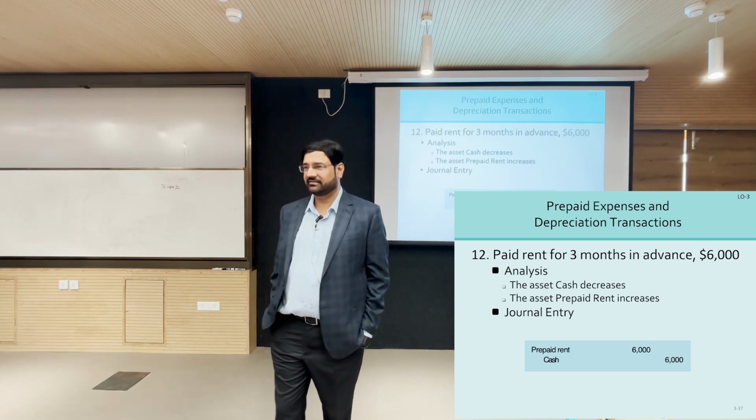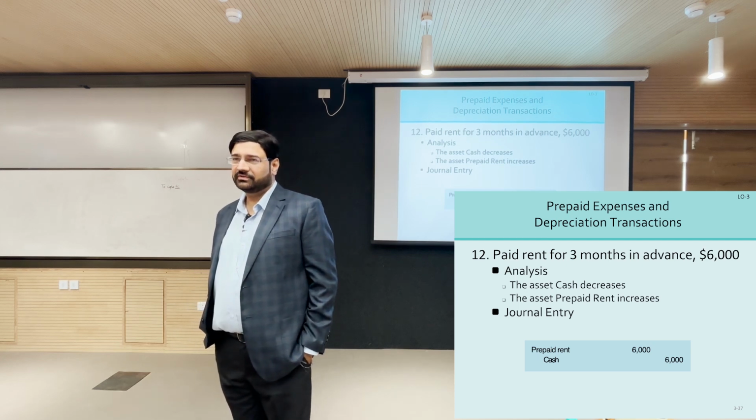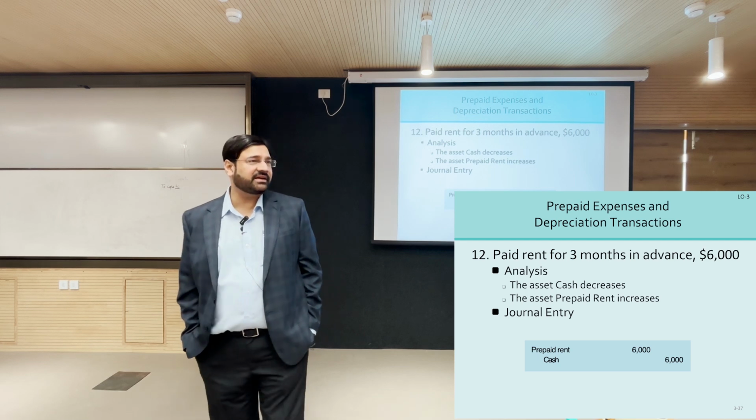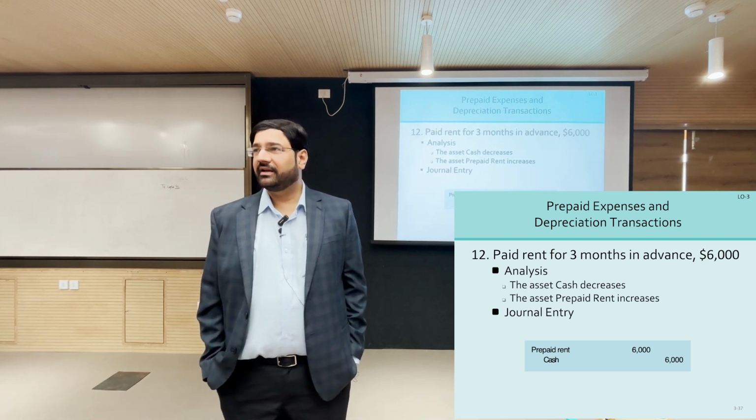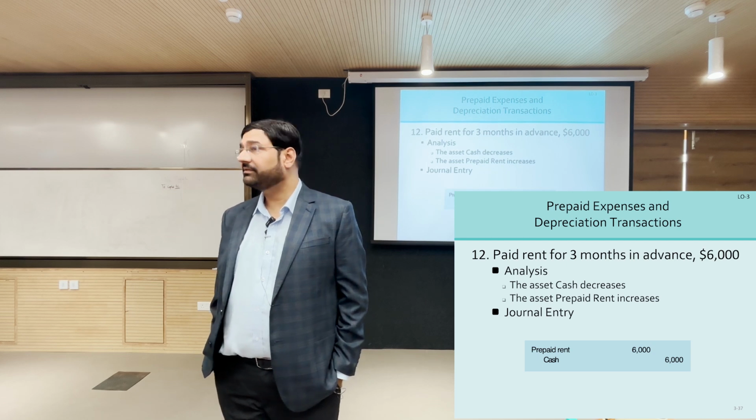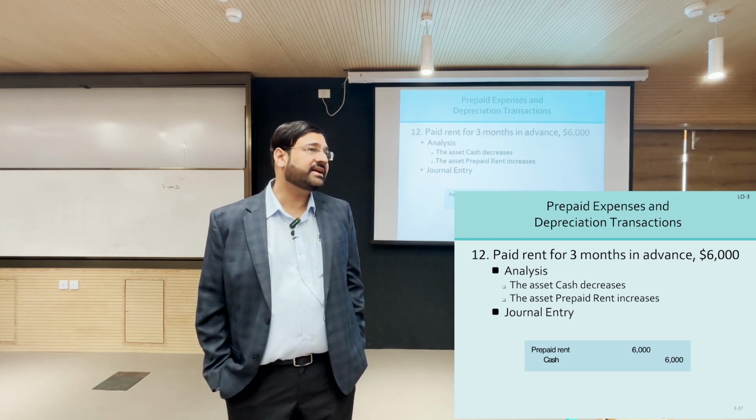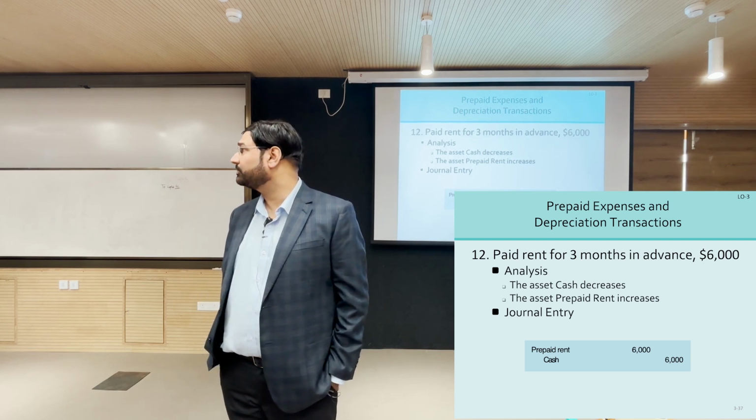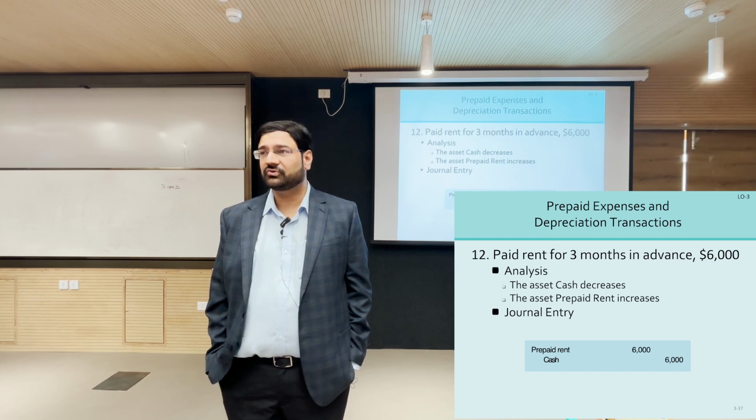Likhit, I had come to you to stay in your flat. On 1st of April, I went to Likhit. I said, I will stay in your flat. He said, give me 3 months rent advance. What was the rent? 2,000 rupees per month. I paid him 6,000 rupees, 3 months rent advance. 6,000 rupees, 2,000 per month.